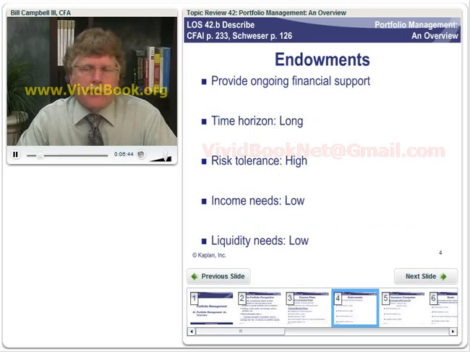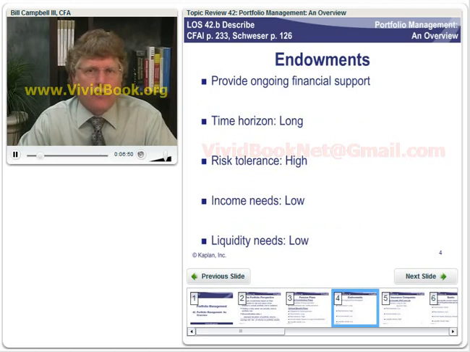Endowments. An endowment is an organization that typically provides ongoing financial support for, let's say, a university, a museum, a hospital, something like this. Their time horizon tends to be long. They're going to supply financial support for this university for 20, 30, 40, 50 years, or they're going to support this hospital for the next 20, 30 years, or a museum for a long period of time.